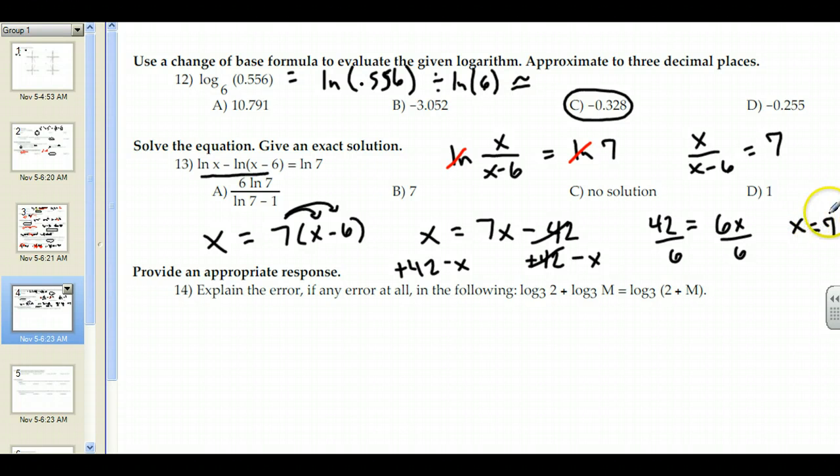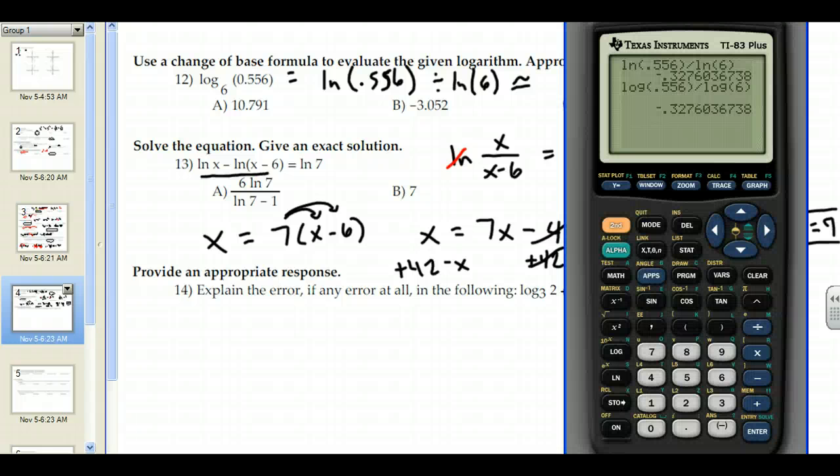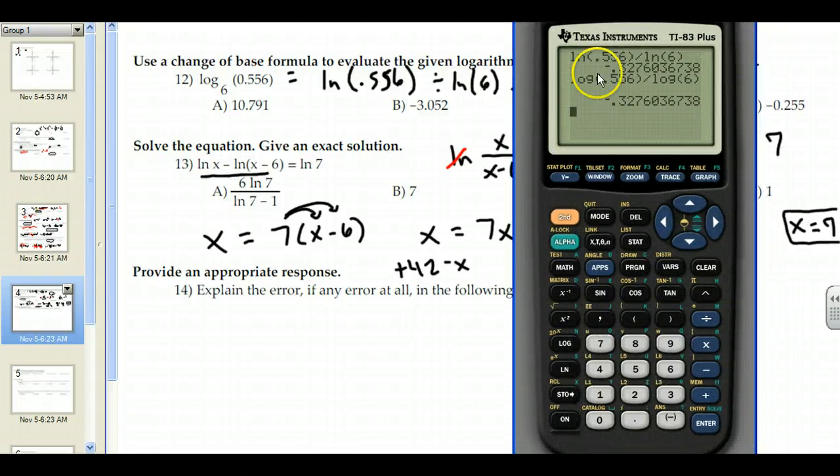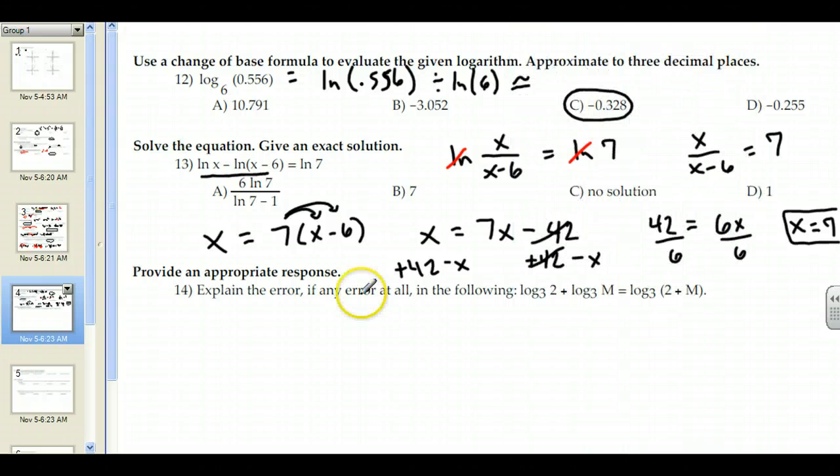Now anytime you have a log equation, you need to go back and check your solution in the original problem. So we got 7 as our solution. Everywhere there's an x over here, I'm going to plug in 7 to see if it works. Natural log of 7 minus natural log of x minus 6, that's 7 minus 6. Is that equal to the natural log of 7? Well, type in natural log of 7. Are they the same? Yes. So that means that our answer is 7.